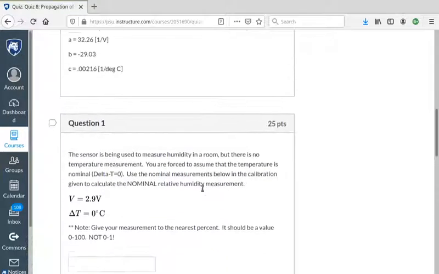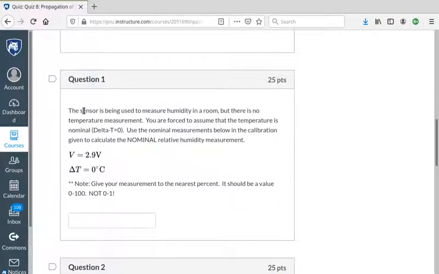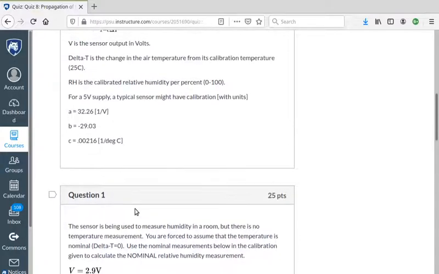Okay, so in the scenario, the sensor's being used to measure humidity in a room, but you don't have that temperature measurement, like I said. So we're going to presume delta T is 0, that we're sitting right on top of nominal. This is easy, right? It's just saying, hey, plug in these numbers and see what you get. So this is the easy one.